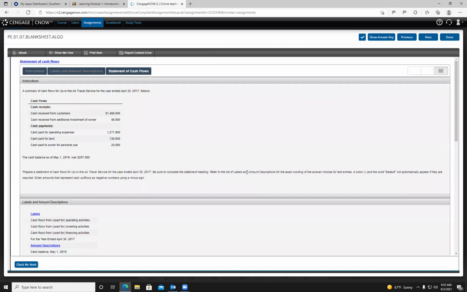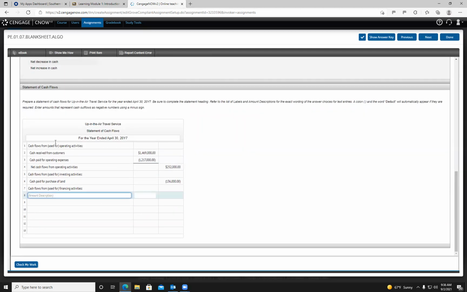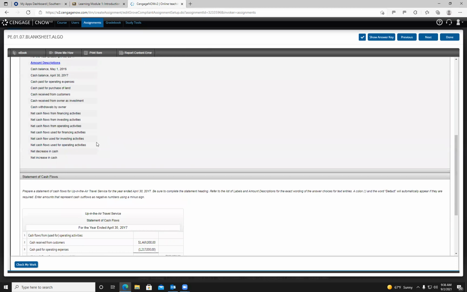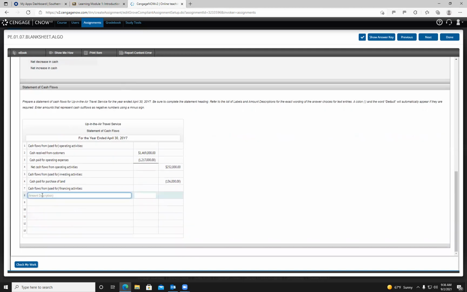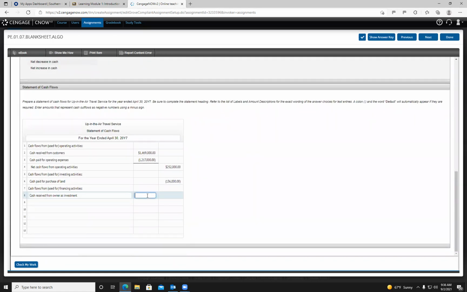All right, so now let's go back up here at the top and look to see if we had any financing activities. So we talked about this. Yes, it's an investment by the owner, but it's being used to finance his company. So we are going to label this under financing activities. So cash received from owner as an investment. So we'll put that label here. And he invested 49,000. So we'll put 49,000.